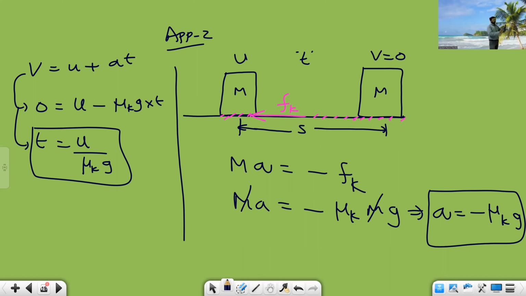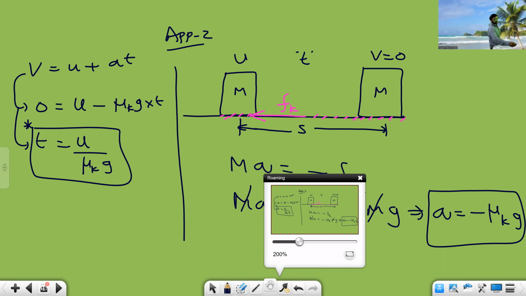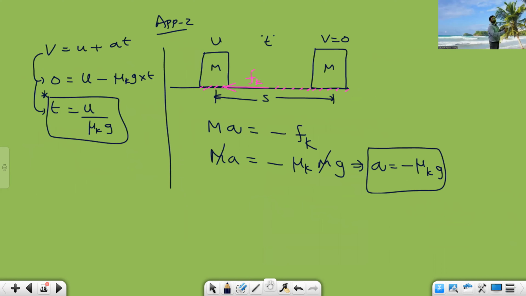Here the problem is S is equal to ut plus half at square. I can't take this one because I don't have the initial velocity information. I'm avoiding that formula. First I am calculating the time. I'm happy here, but they're asking to find the value of S.